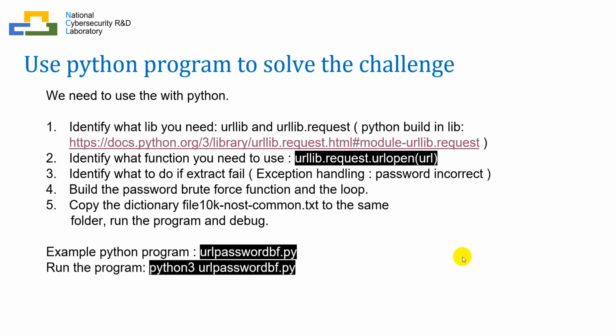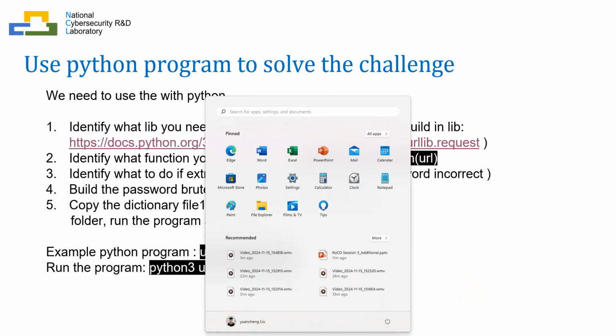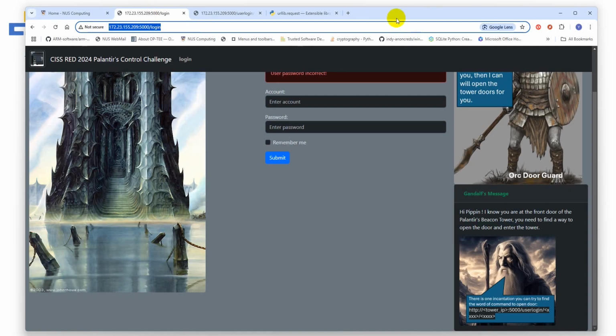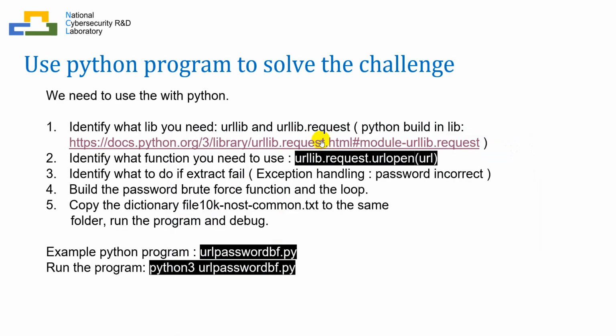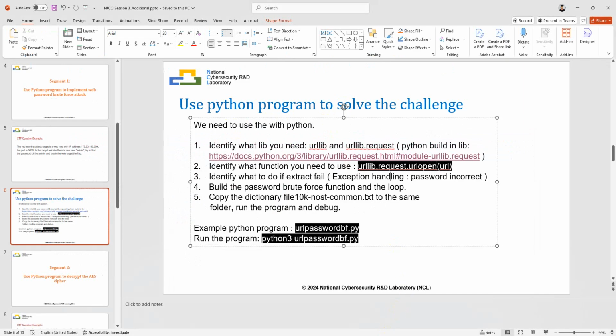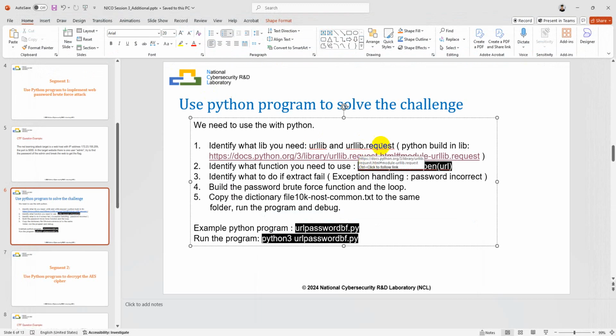Okay, now let's start to build our Python program to brute force get the password of the main user. First, we need to identify what library we need, because it's a web interface, right? We need to open the URL, so we need the urllib, and with the API we saw just now, we need to fill in a parameter, which is the password. So we need to send the request.